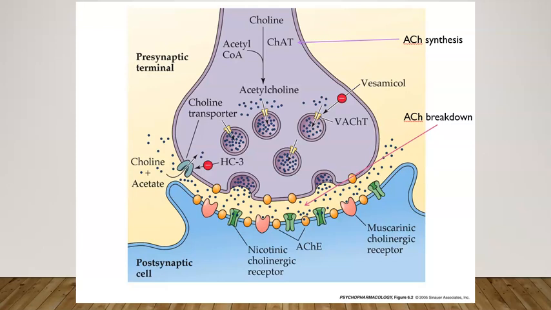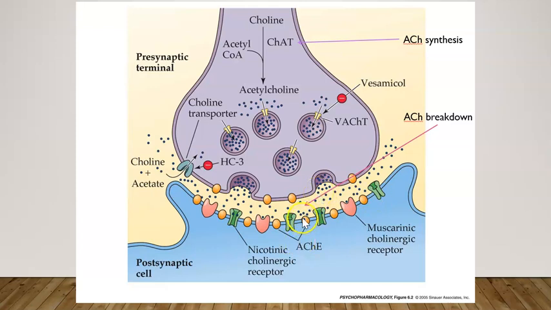Welcome back. In the last video, we left off on this slide where we saw how acetylcholine is synthesized from choline and acetyl coenzyme A via ChAT, how it's put into vesicles, which then go to the synaptic cleft. Acetylcholine is released into the cleft, where it can then bind to receptors on the postsynaptic cell.